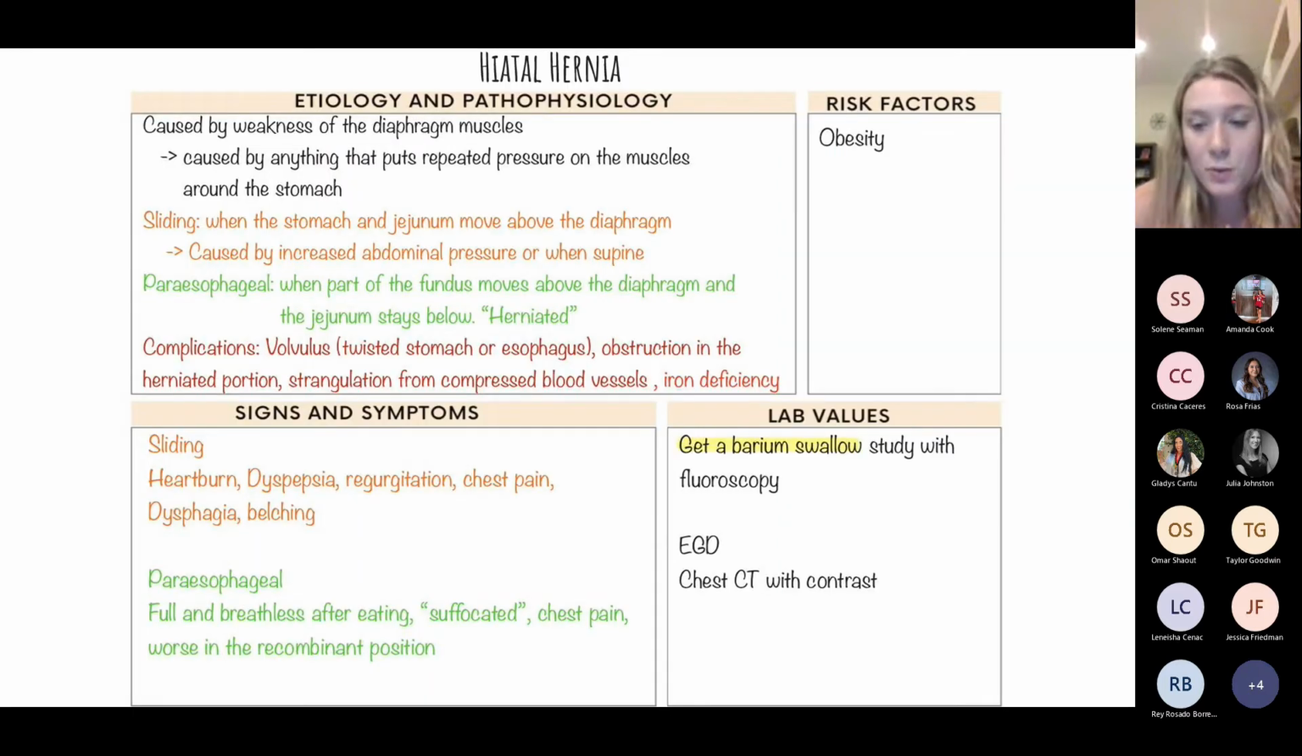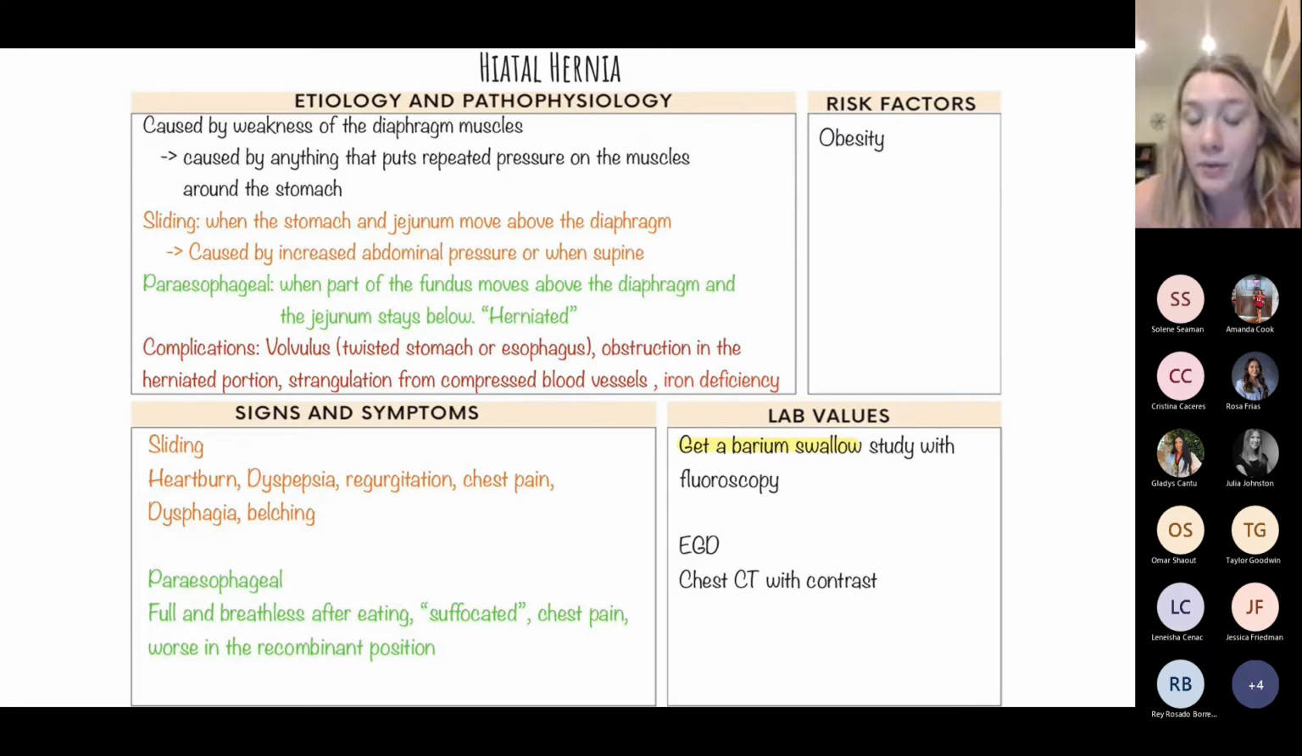Hiatal hernias, there's multiple different types of hiatal hernias. You guys can review sliding, paraesophageal, etc. Our most common ones are sliding and paraesophageal, though there are many other types of hiatal hernias. A lot of our risk factors are going to be linked to increased intra-abdominal pressure, such as obesity, heavy lifting, etc., truncal obesity. But with a lot of these patients, they're just going to have a lot of heartburn, dyspepsia, dysphagia, belching, etc.